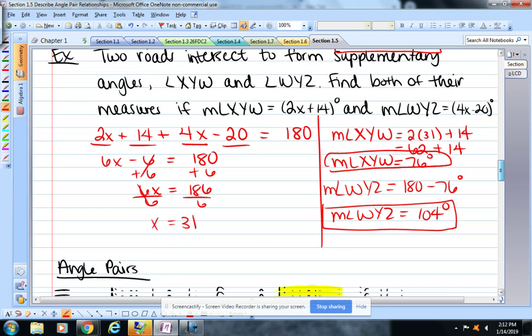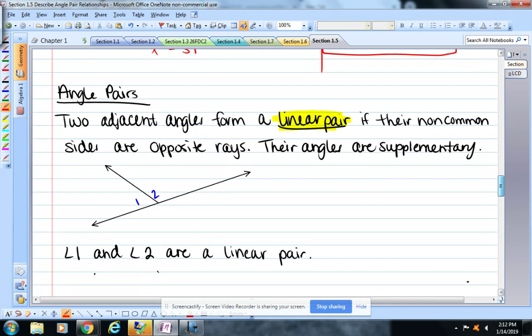All right. Next thing we're going to talk about are angle pairs. So please write down this definition of a linear pair. We've kind of already talked about it. I'm going to write down the assignments for you guys.